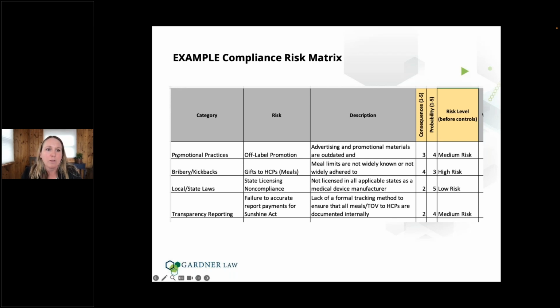So for example, the category is promotional practices, and the risk is that there's off-label promotion. Again, this is just an example. Here the description of the risk, or a little more detail about the risk that was identified, is that advertising and promotional materials are outdated. There are missing words here, but that's okay. For the consequences associated with off-label promotion, this team ranked it as a 3, with 1 being low and 5 being high, but the probability of non-compliance they rated as a 4, which is on the high side. When it comes to aligning on the risk level, that's another subjective piece. Consequences a lot of the time will be more objective, but probability and risk level are a little more subjective. Again, these are just examples. I like to use this as a simple risk matrix design. It helps align teams around different types of risks that they may encounter.